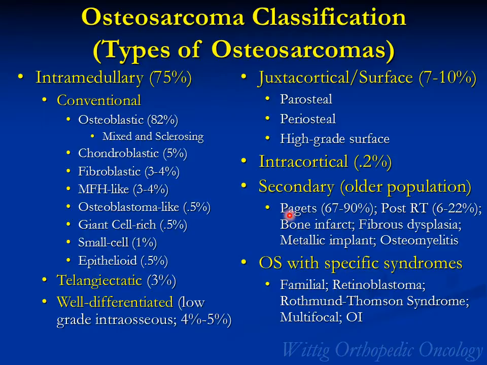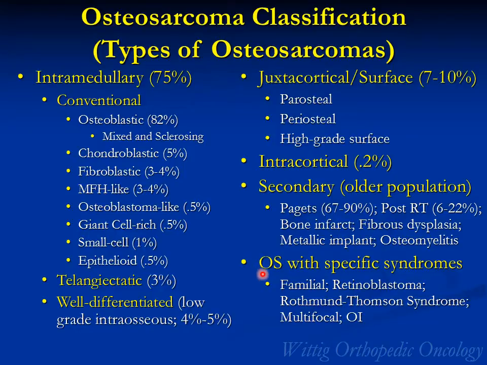Patients with Paget's disease may be predisposed to an osteosarcoma. Patients who have been treated with radiation can develop osteosarcomas. Bone infarcts and fibrous dysplasia, metallic implants, and chronic osteomyelitis can also give rise or be predisposing to an osteosarcoma.